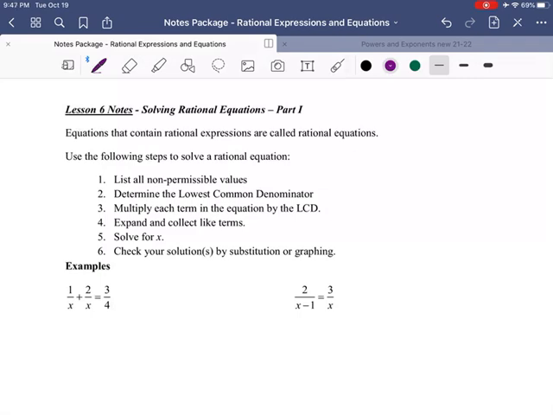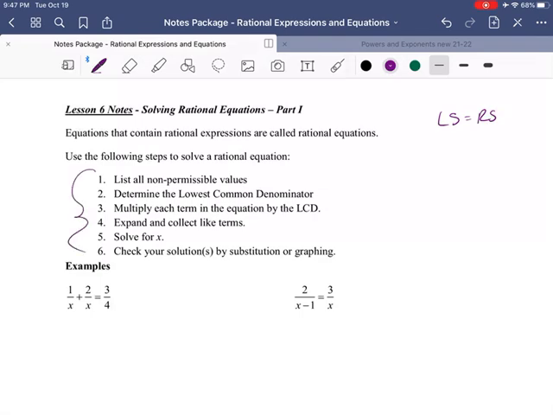Now this can get a little bit confusing, because before we solved for x, but it was our non-permissible values. The non-permissible values are things that make the equation not work. The solutions, what we're going to be finding today, are what you put in for x so that the left side will equal the right side. So we need to figure out what we can put in for the values. And there are these 6 steps.